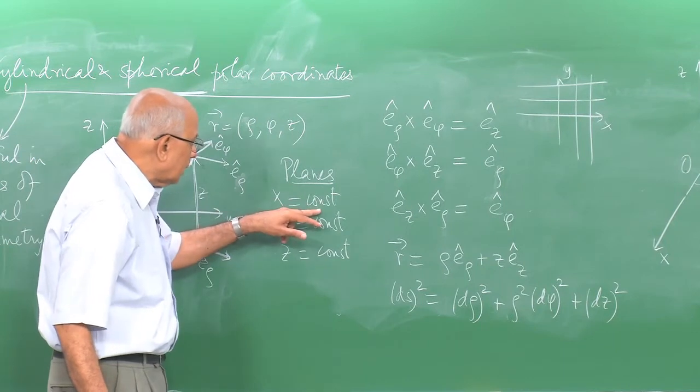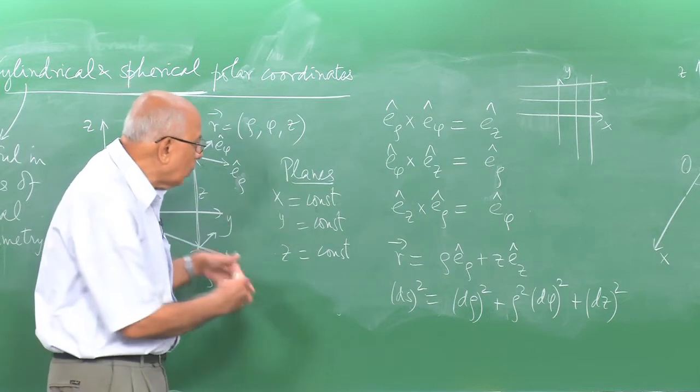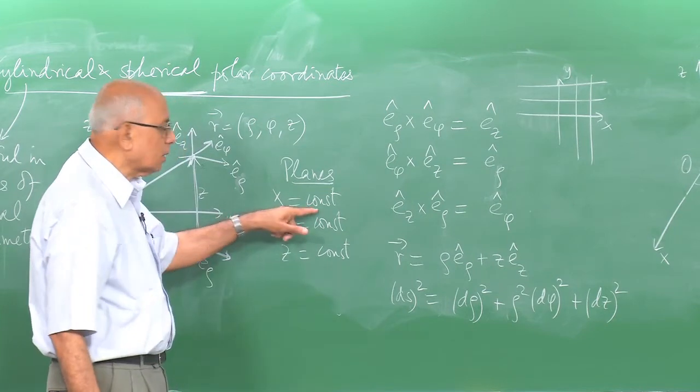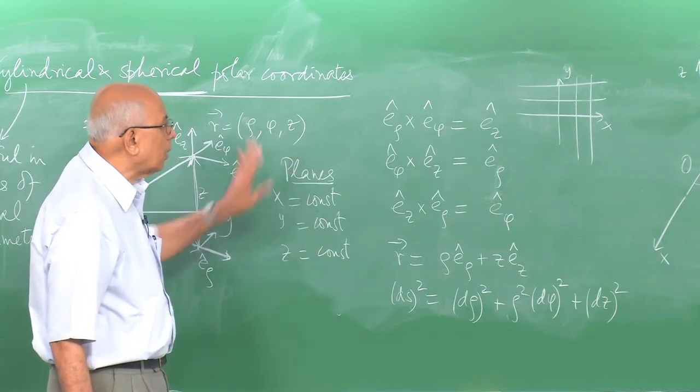In 3 dimensions, when I say z equal to 2, I mean a plane which is parallel to the xy plane at a height 2 above the xy plane. Okay? So x equal to constant, y equal to constant, z equal to constant are planes, normal to whatever axis you keep constant. So if I say x is constant, it is a plane parallel to the yz plane at whatever distance along the x axis that this constant is. Okay. So in Cartesian coordinates this is completely trivial.